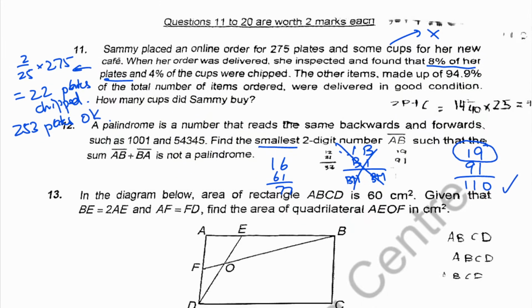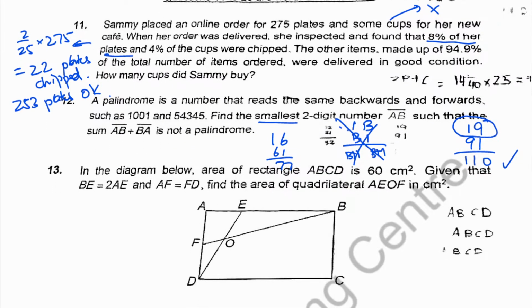Okay. Question 13, the area of rectangle ABCD is 60, given that BE is 2AE and AF is FD. And you want to find the area of AEOF.